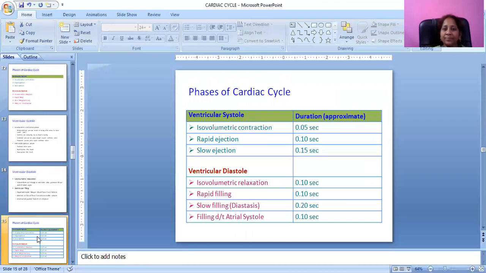Diastasis. As blood flows from atria in smaller volume, atrial systole pushes only 20 to 25 ml blood. What happens in cardiac cycle? Isovolumetric ventricular systole. In isovolumetric contraction, 0.05 seconds time. Rapid ejection time will be 0.10 seconds and slow ejection time will be 0.15 seconds. Coming to ventricular diastole. Here, isovolumetric relaxation, rapid filling, slow filling, and filling due to atrial systole, that is 0.10 second.